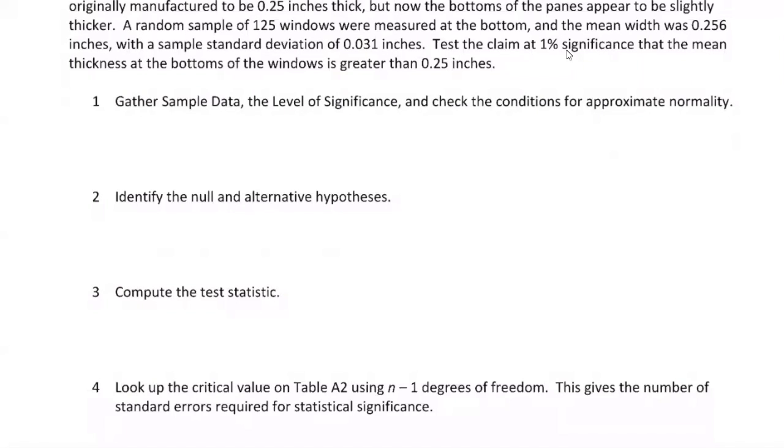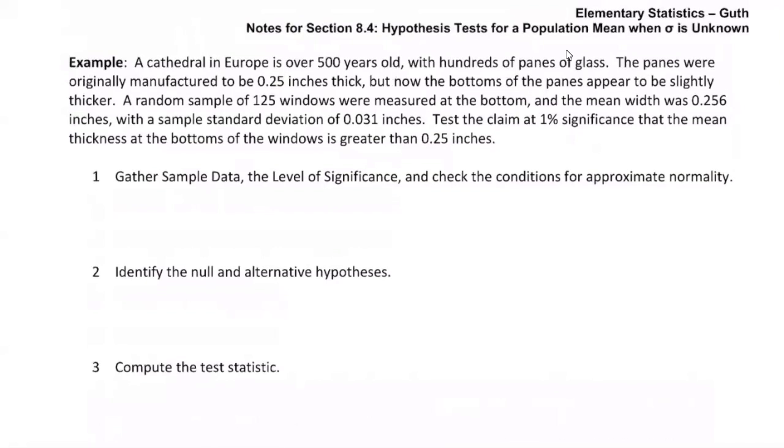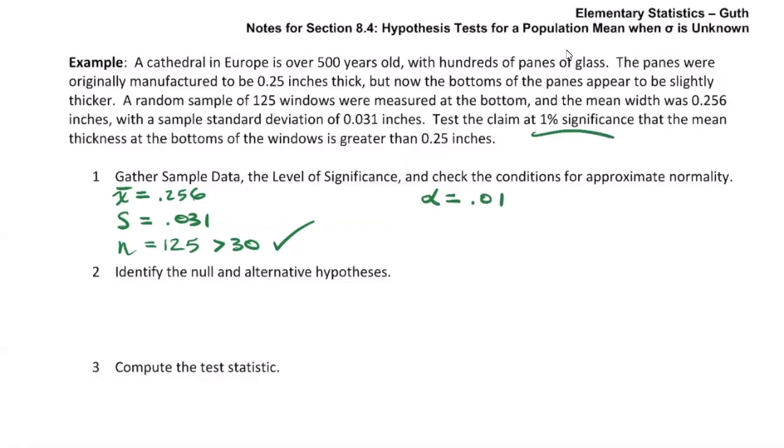Okay, so the sample data first will be X bar. That's the mean thickness, which was 0.256 inches. Sample standard deviation is 0.031, that's S. N, the sample size, is 125. Remember, this has to be bigger than 30, so that's my check. I'll just do a little check mark there. My alpha is 1%. It says 1% significance, so 0.01.